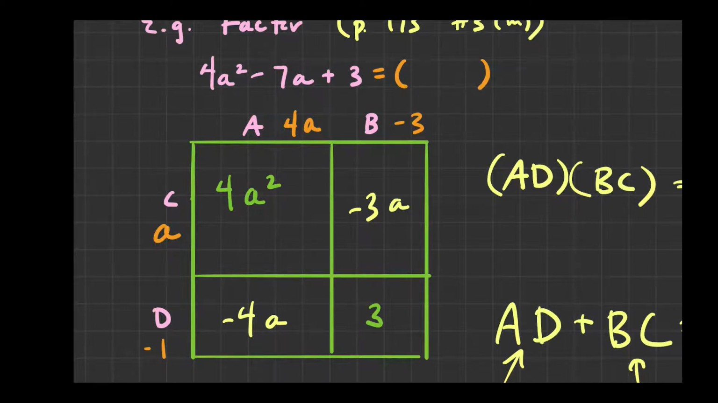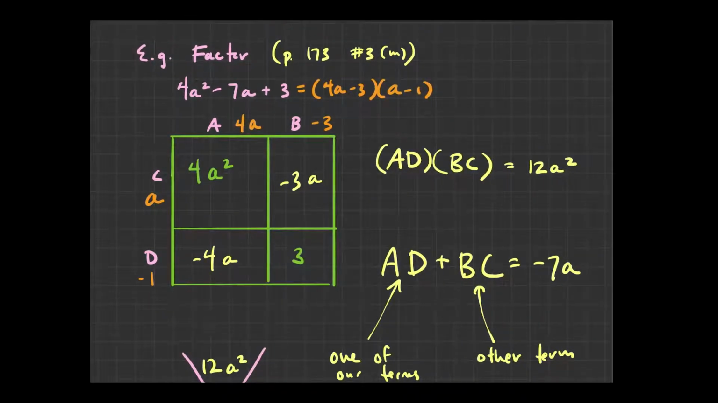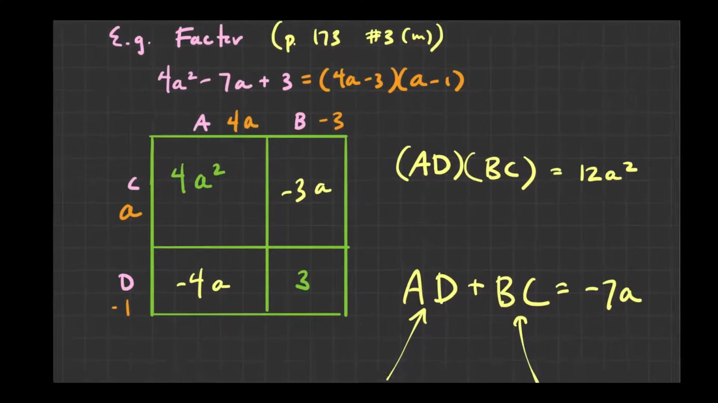So the way this worked out is that this is the area, and we are just expressing this area in terms of length times width. Our length is 4a minus 3, and our width is a minus 1. So there's that area model, or the rectangle model.